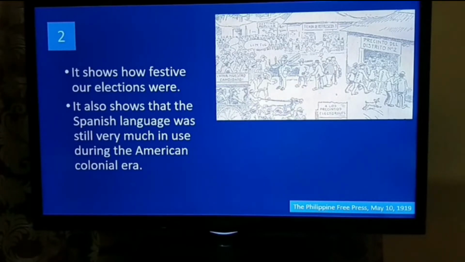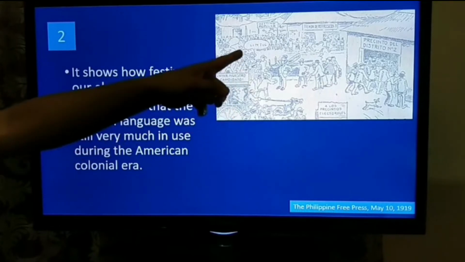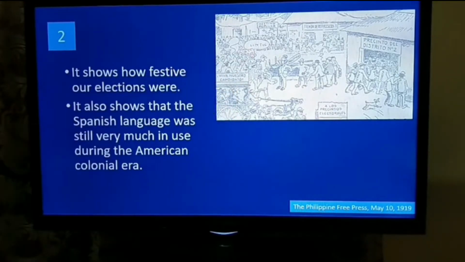Spanish was still used. You can see it in the signs. You can see it in the conversations. Somebody says lintik, which is a Spanish word for lightning. And so even though we are in the American period and the Americans taught us how to speak English, some habits are hard to break. After 300 years of Spanish colonial era, we still speak Spanish in 1919.